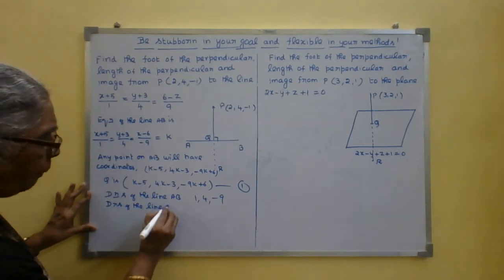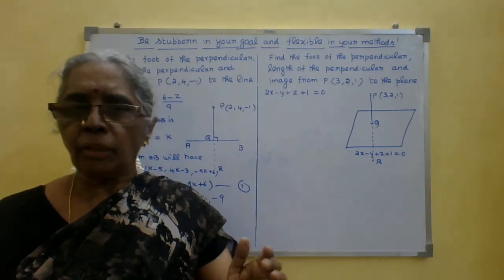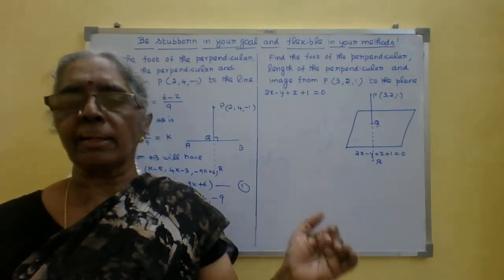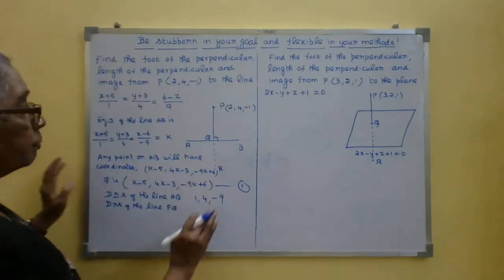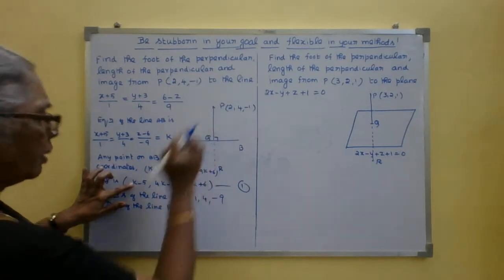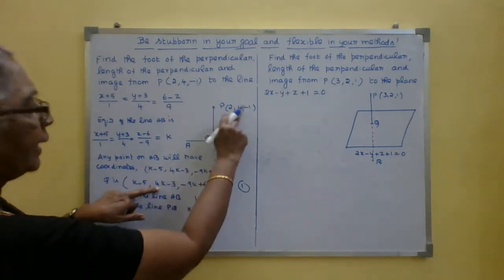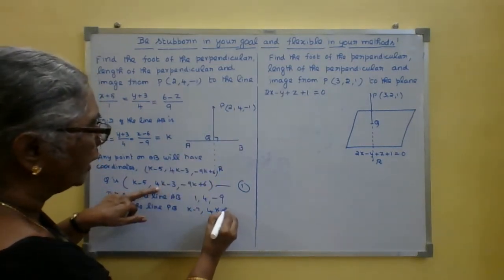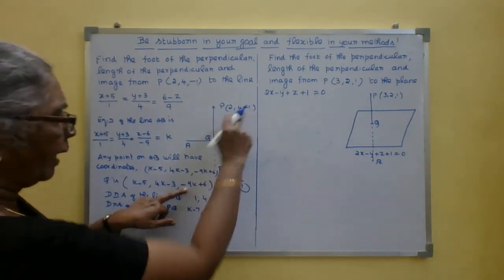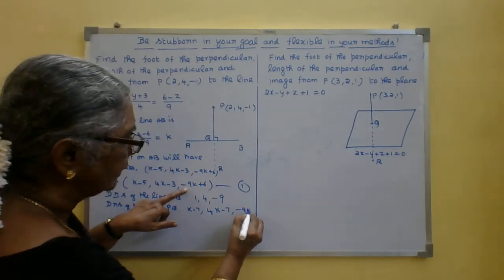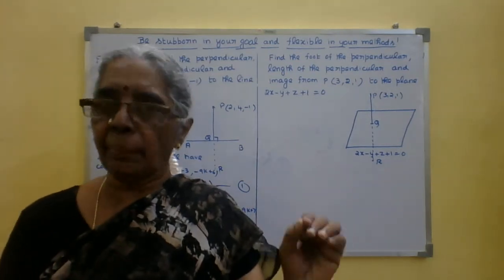Now, DRs of the line PQ. You know the point P, you know the point Q. When you know 2 points, the way to find direction ratios is x2 - x1, y2 - y1 and z2 - z1. So now k - 5 - 2, I will get k - 7. 4k - 3 - 4, I will get 4k - 7. -9k + 6 - (-1), so I will get -9k + 7. So these are the direction ratios of the line PQ.